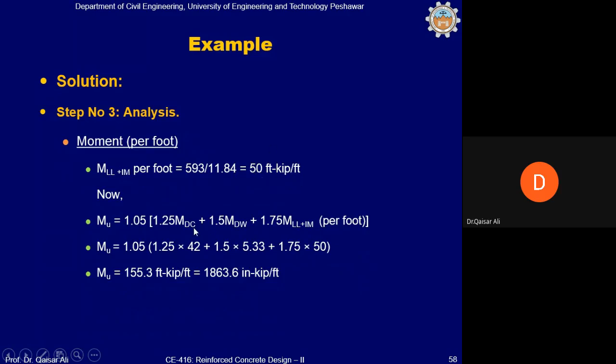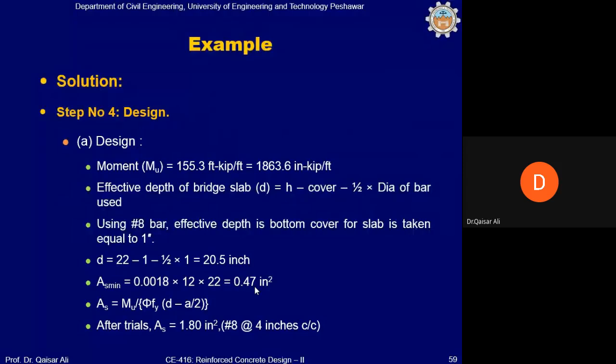Now we will calculate the amplified bending moments. 1.05 into (1.25 MDC plus 1.25 MDW plus 1.75 ML). MDC is the dead load moment, MDW is the wearing surface bending moment, and this is the live load bending moment, 1.75 into 50. This gives us a bending moment of 155.3 foot kip per foot. When we convert this into inch kip per foot, we multiply this by 12 and we get 1863.6 inch kip per foot. Now we can design this very easily. The bending moment is 1863.6 inch kip per foot.